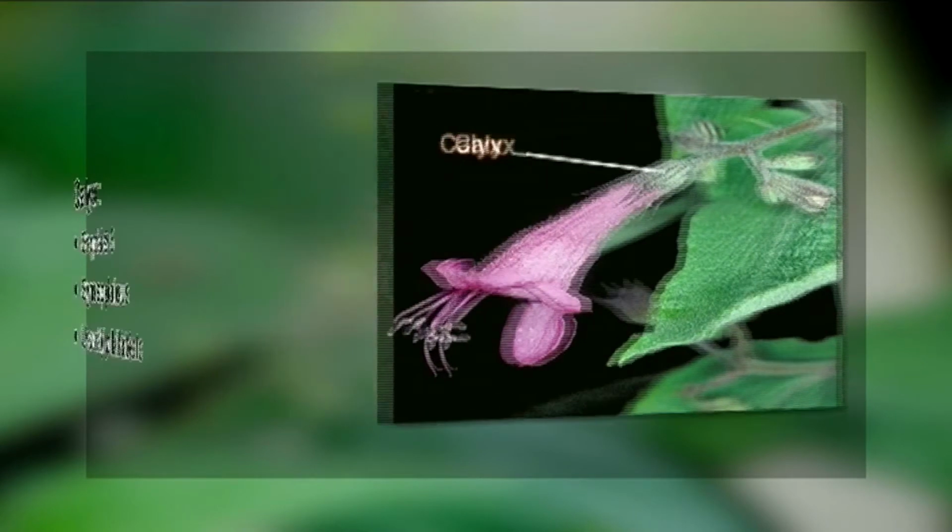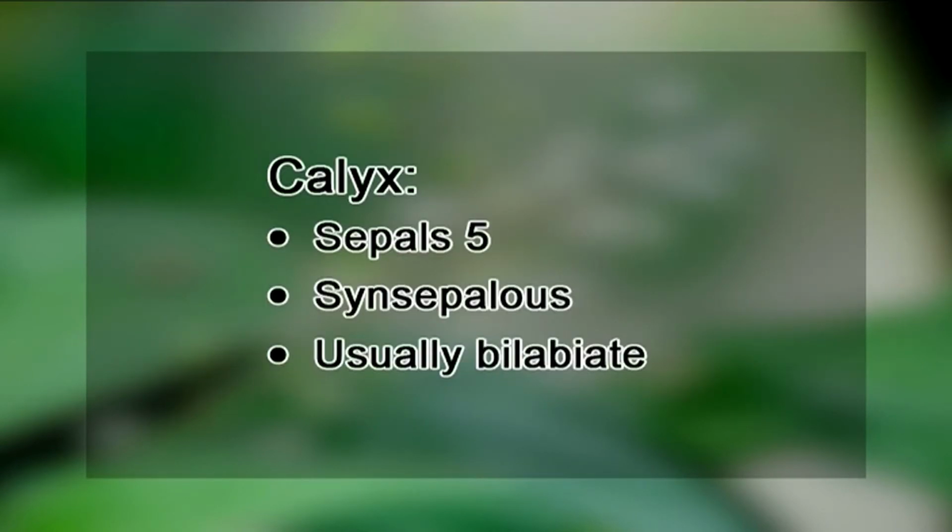Now discussing the individual parts of the flower, starting with the outer whorl called the calyx. Calyx comprises 5 sepals which are fused together, called gamosepalous. The calyx is usually bilabiate, that means two-lipped. These two lips can be formed by these 5 sepals.